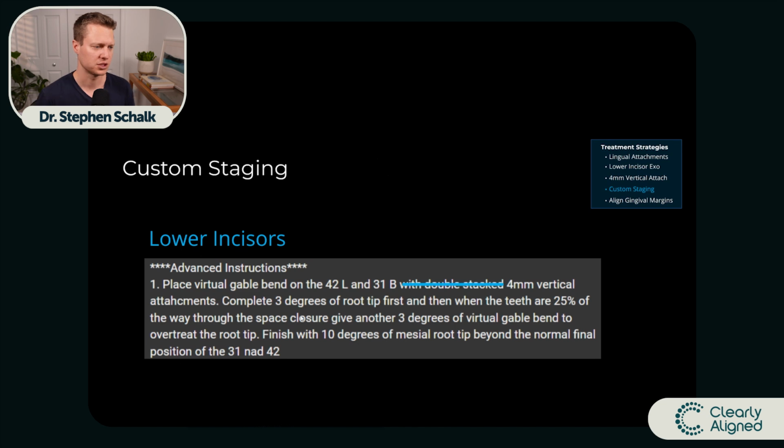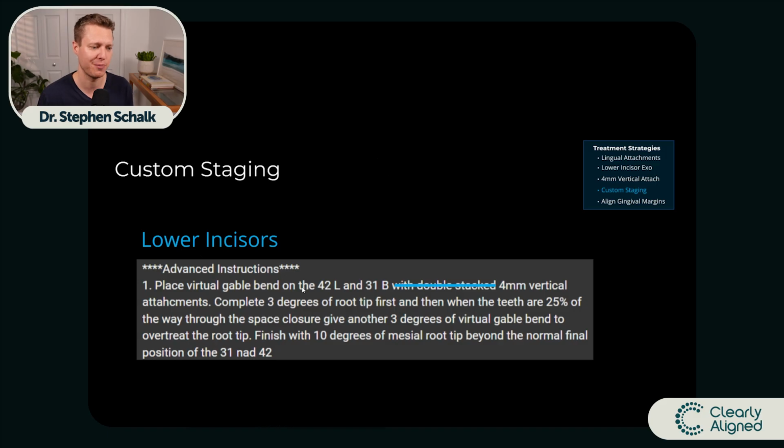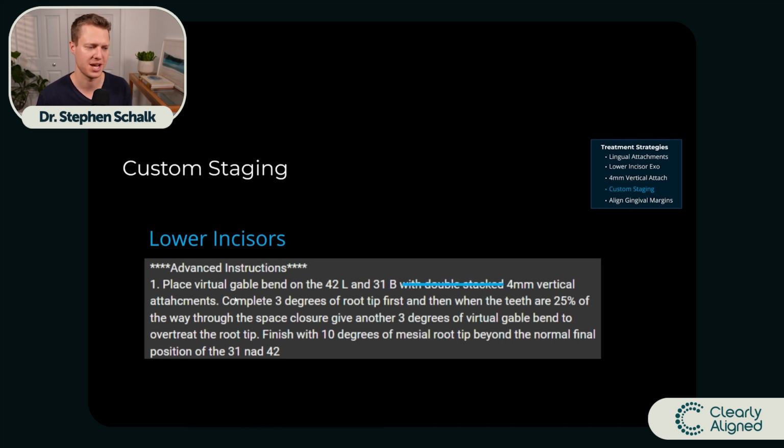So the instructions that I'm going to give to the technician, again, I want you guys to see exactly what I did and to be able to use this right away. So this is what I've told the technician. Place a virtual gable bend on the 4-2 and the 3-1. Now I had said the lingual and the buccal, but in this case, it's going to be on the buccal and both. I later changed that. And we want 4mm vertical attachments.